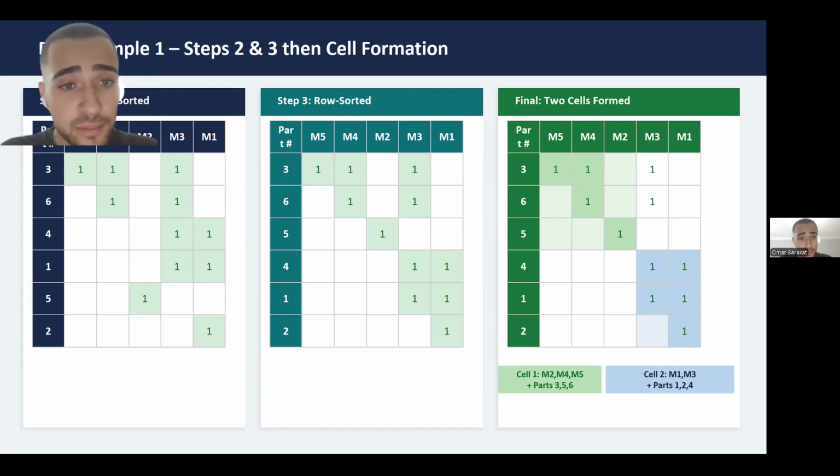As you can see in step 2, column sorting, we look at row 1, which has ones in M5 and M4, both already in the left columns. Column M2 has a 1 in part 5's row. We shift it left based on that. Only one column shift is needed in this example. In the final step, we form the cells. The upper left block contains machines M2, M4, M5, and parts 3, 5, 6. That's cell 1. The lower right block contains machines M1 and M3 and parts 1, 2, and 4. That's cell 2. Every part's processing requirements are entirely within one cell. No intercellular travel needed in this example.